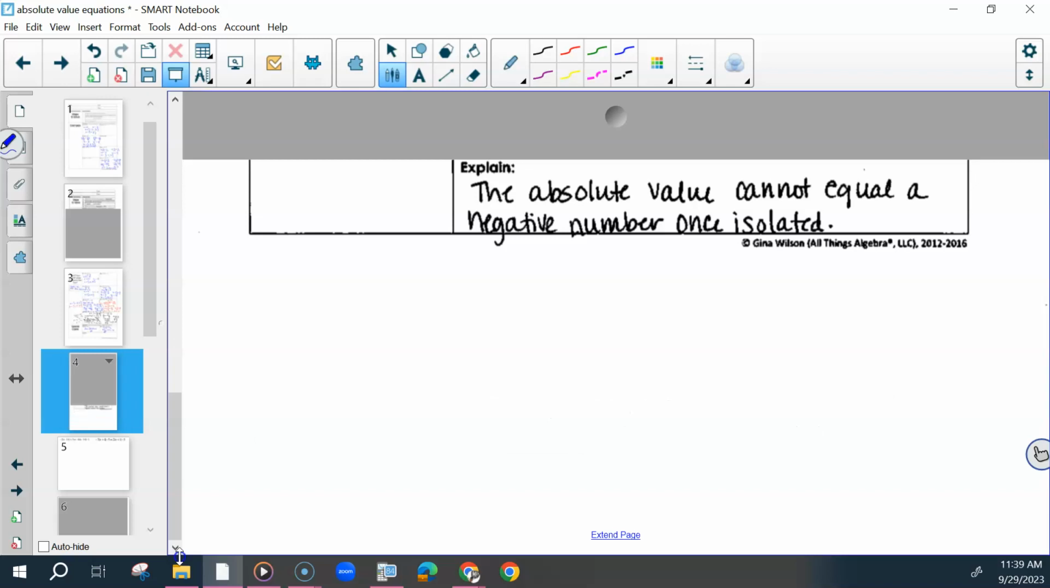Okay, so the absolute value cannot equal a negative number once it's isolated. For the same reason it can't when we evaluate, because it measures distance. It wouldn't come up with a true solution, all of those things.